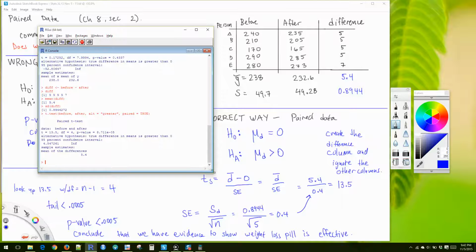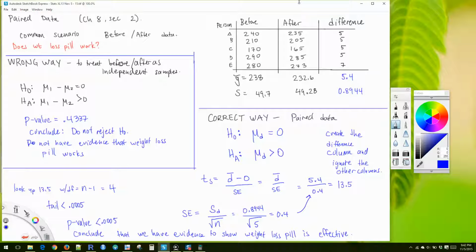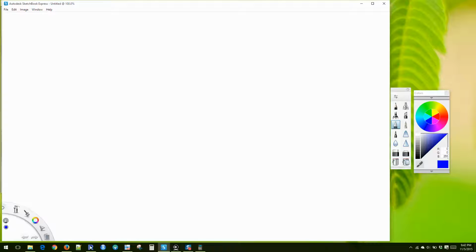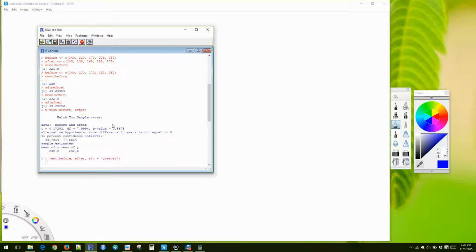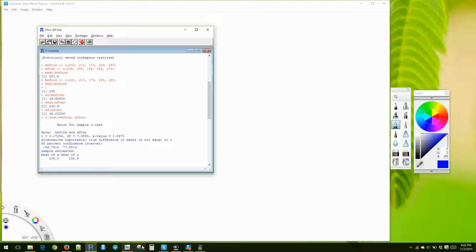Is that okay? For your benefit, I will put in the commands I've typed. So that's the wrong button.